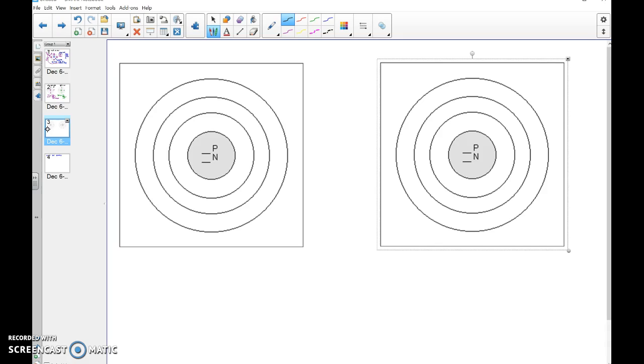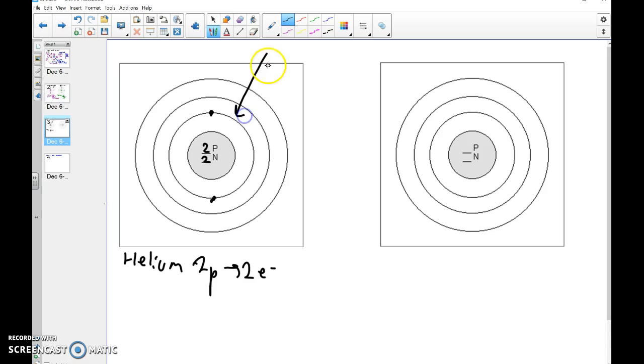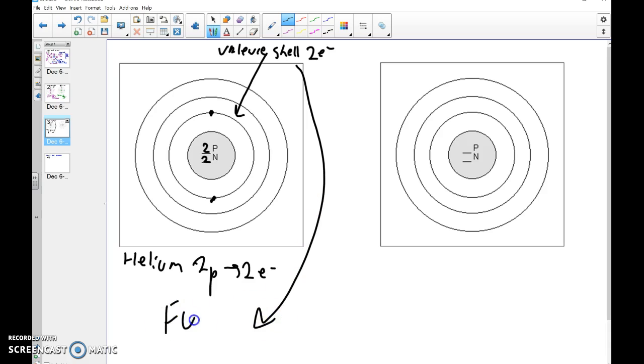I think I would like to do helium. All right. Helium's kind of a special one. Helium has 2 protons, 2 neutrons. So again, I write those in the middle. If it has 2 protons, it has 2 electrons. All right. So that means 1, 2. And that's it. That means in this case, that's the valence shell. And the valence shell has 2 electrons. But this valence shell is full because that first energy level only holds 2 electrons.